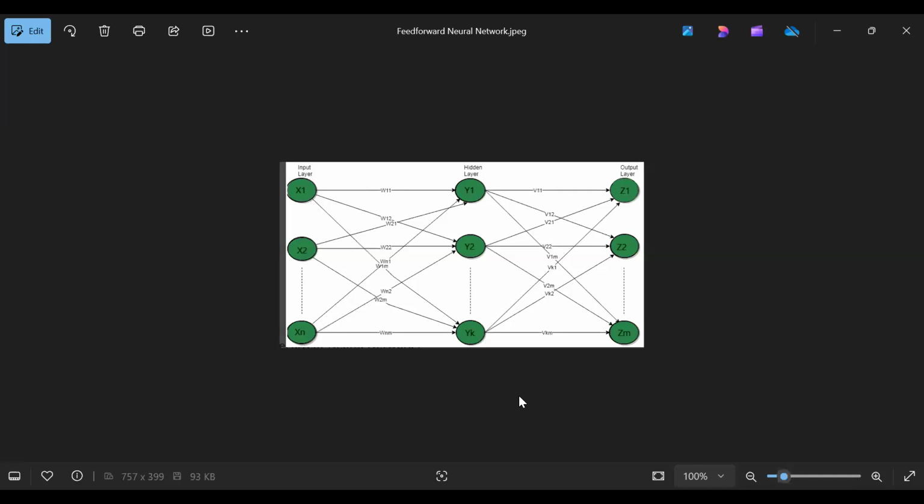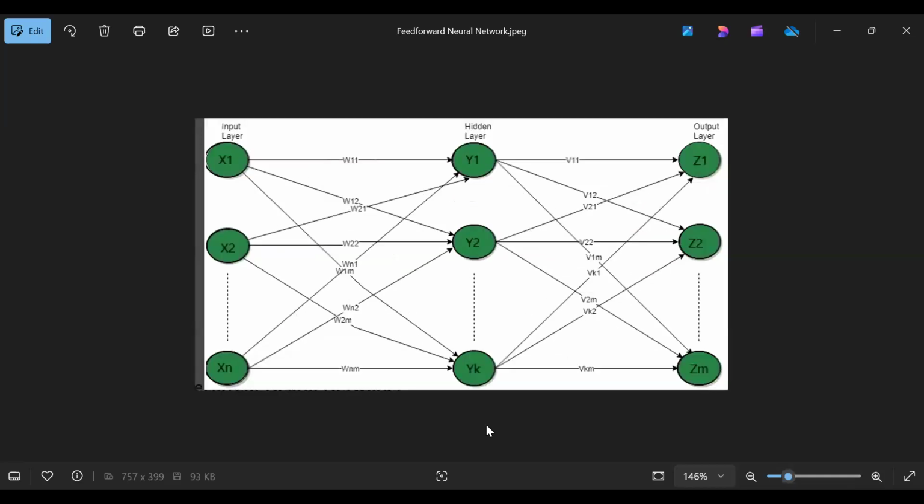Is my screen visible? If not, wait for a while. I have to check that. Is my screen visible? But check out here.